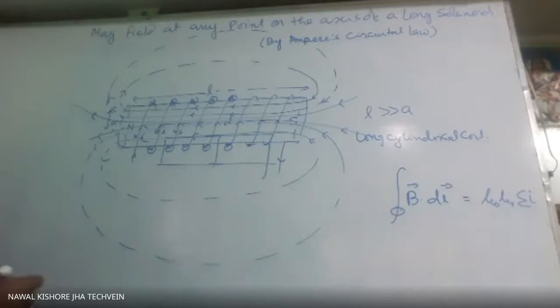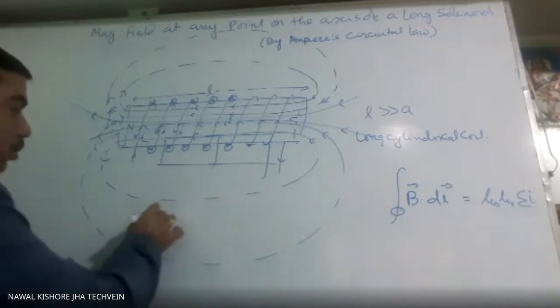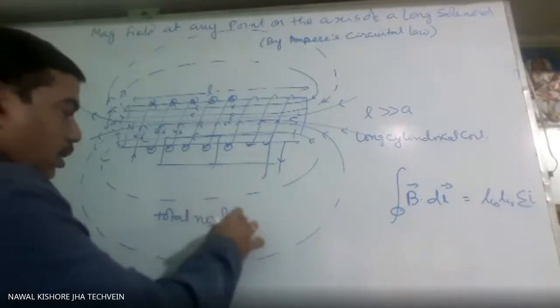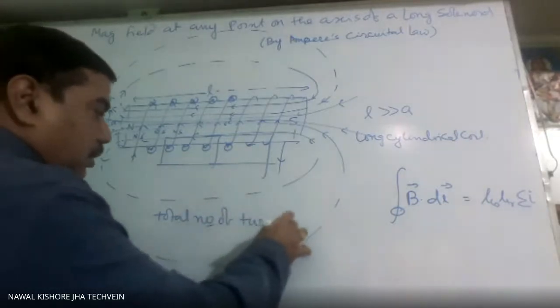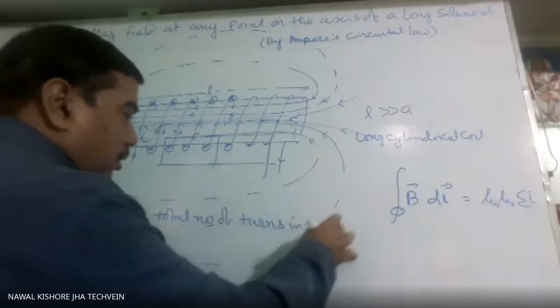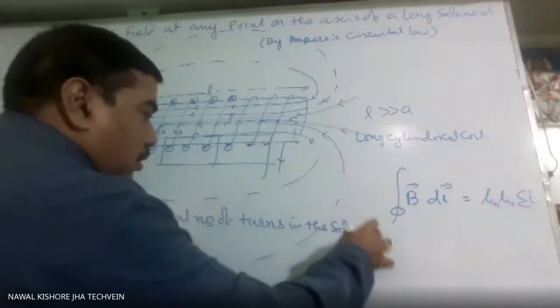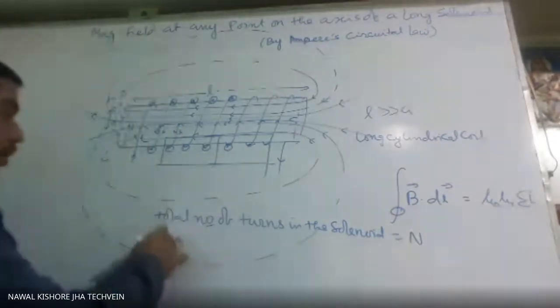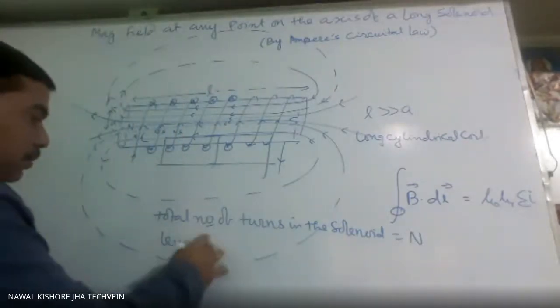Now you will be given the total number of turns in the solenoid. Suppose it is N. And the length of the solenoid.